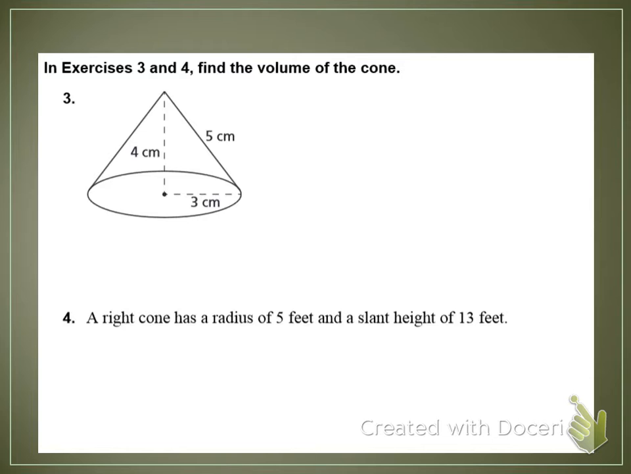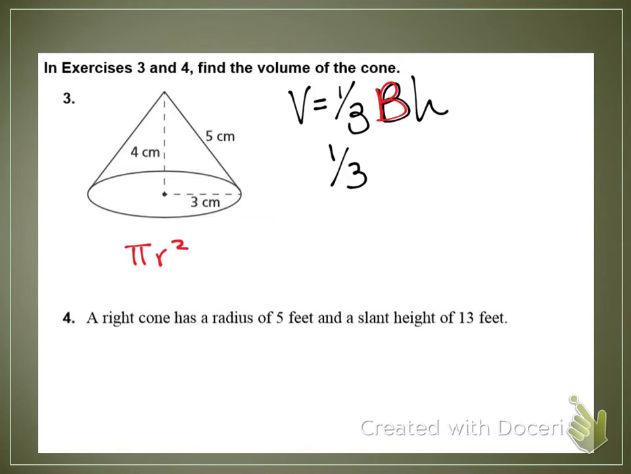We're going to find the volume of this cone. So volume equals 1/3 area of the base times the height. Find the area of the base. We're going to do pi r squared. What is the radius in this cone? 3. So pi times 3 squared. 3 squared is 9. 9 times pi is 28.26.